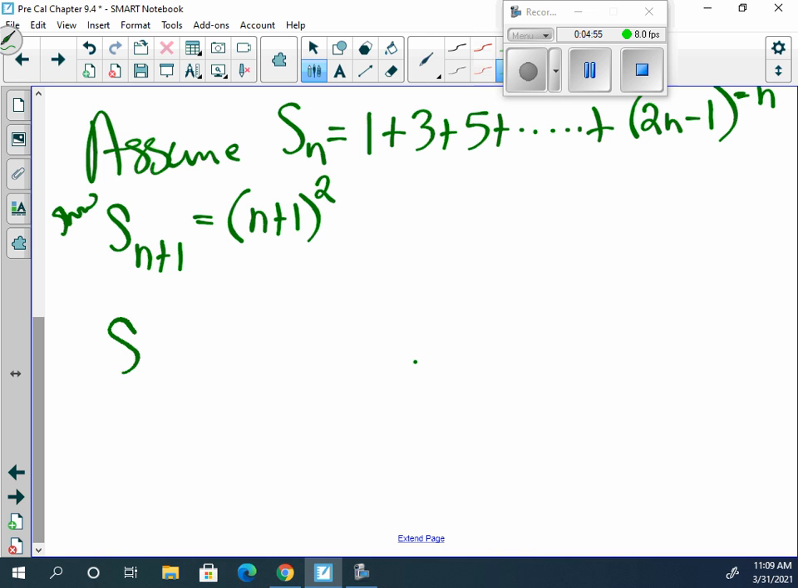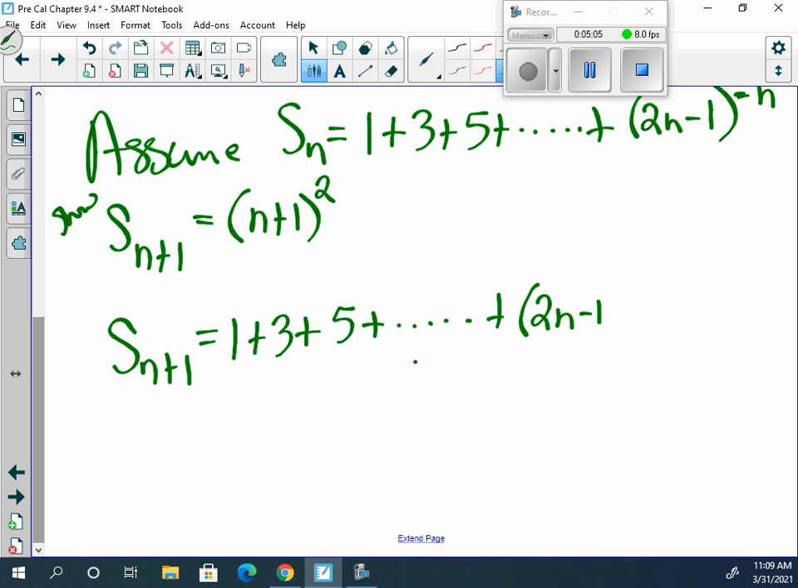So S of n plus 1 is going to be the same as 1 plus 3 plus 5 plus up to 2n minus 1, plus 2n plus 1 minus 1, because we're going one after the nth term.